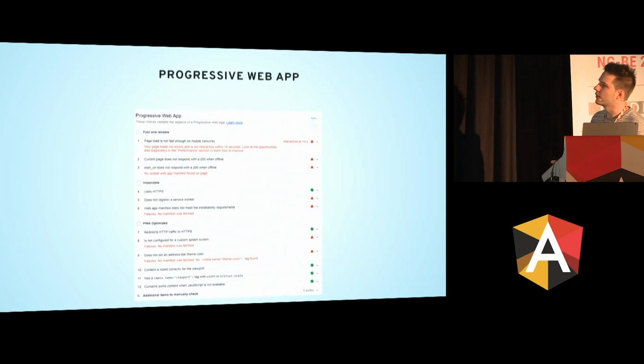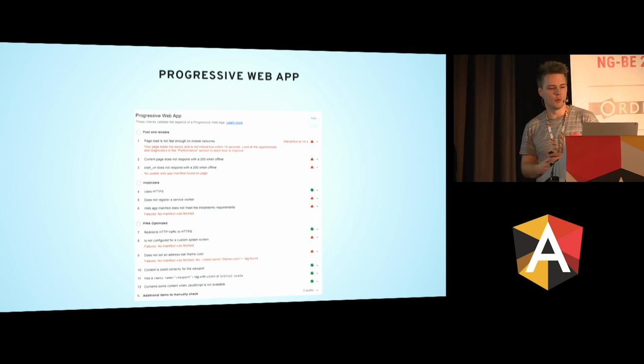So now it looks like this. So we made the categories. It's pretty hard to read. So you have the fast and reliable, installable, and PWA optimized. And at the right top, you have the badge.